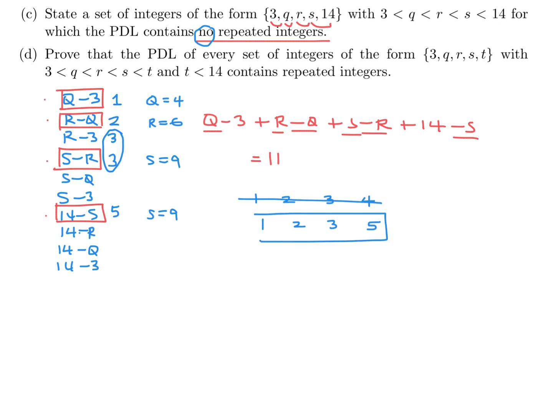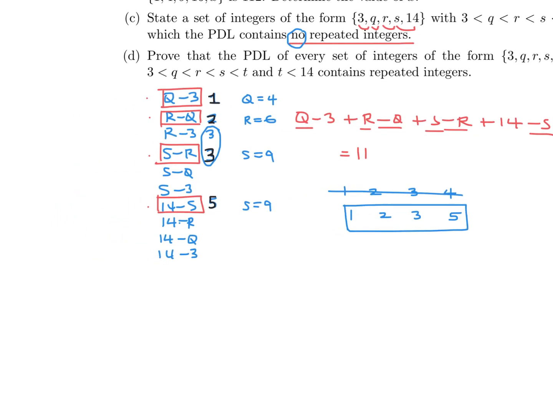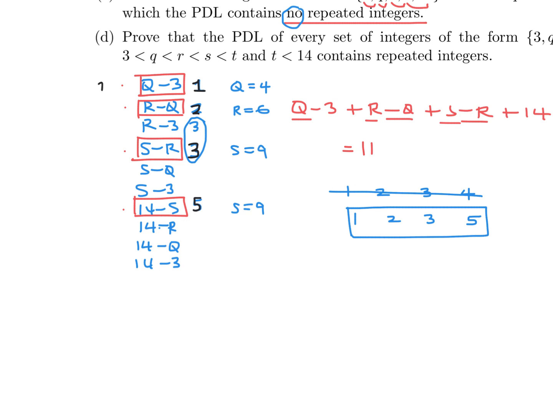So I'm going to stick to the 1, 2, 3, 5, but I have to come up with a different order. You see how I chose 1, 2, 3, and 5. I've got to come up with a different order. Okay, so let's stick with 1 here. Let's put a 2 down here, the 3 here and the 5 there. And then let's see what happens. So Q is going to be 4 again. R minus Q is 3, so R would be 7.